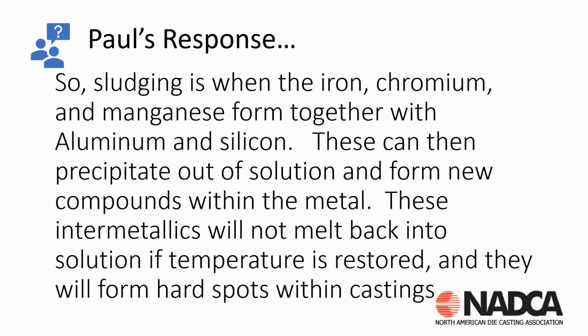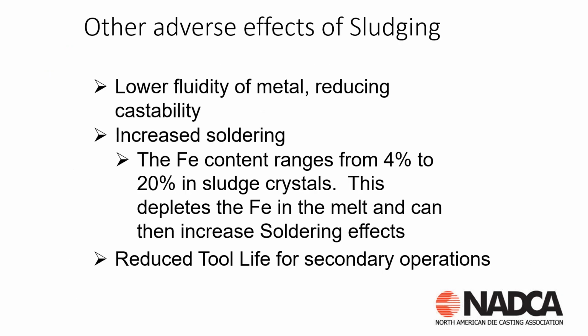So just to recap, sludging occurs when the iron, chromium, and manganese form together with aluminum silicon. These then precipitate out and form new compounds, intermetallics. These intermetallics will not melt back into our material. Even if we have a furnace temperature drop, and we were holding at 1210 and we drop down to 1180, sludging is going to occur. We bring the furnace back to 1210, we're not going to remelt this sludge material back into solution. So they then get in our castings and are going to form hard spots.